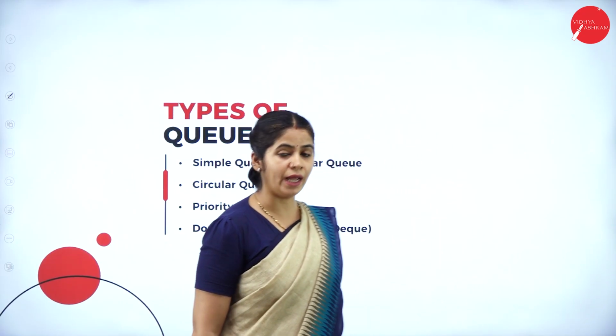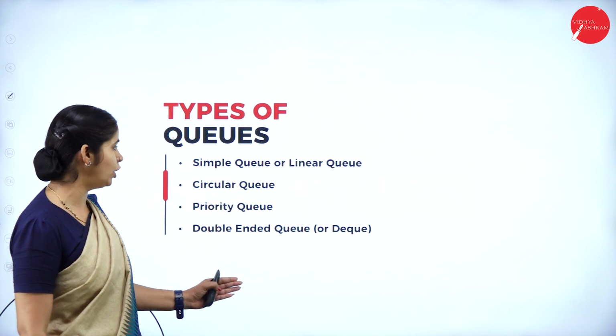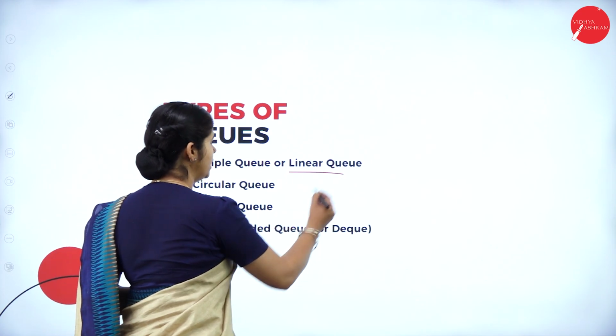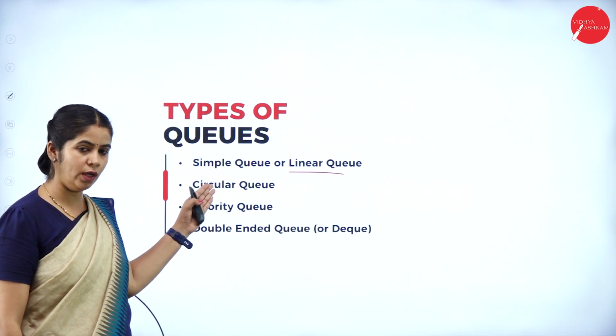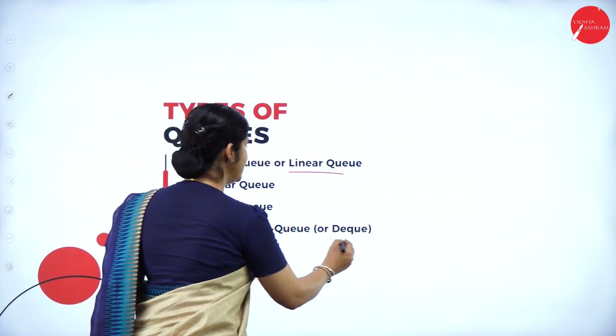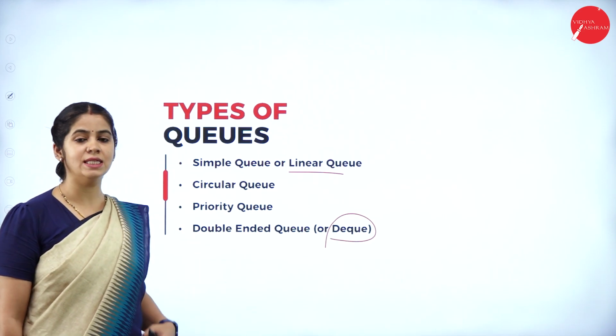So there are different types of queue. How many types of queues are there? Queues are mainly classified into different categories. One is a simple queue, or we call it a linear queue. Then circular queue, priority queue, and double-ended queue, or we call it a DEQ. Let us see each of these types one by one.